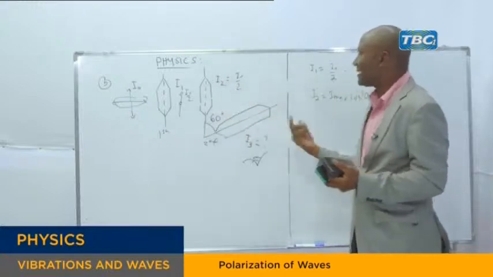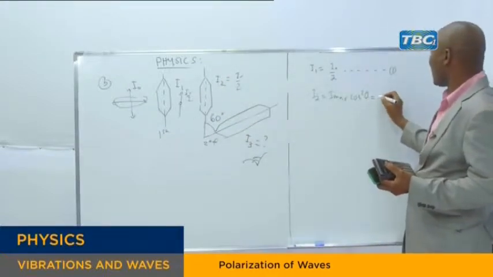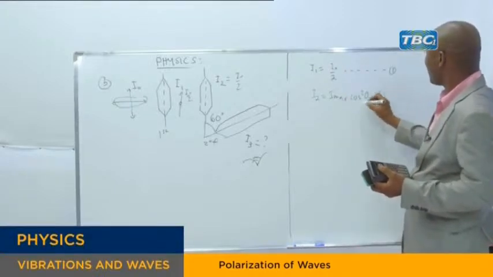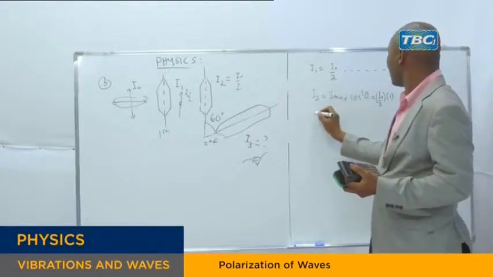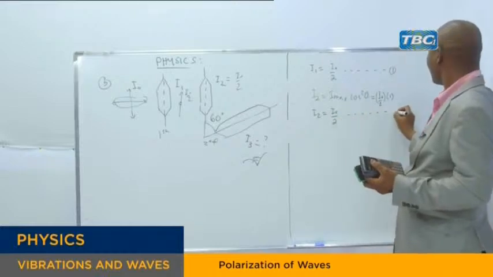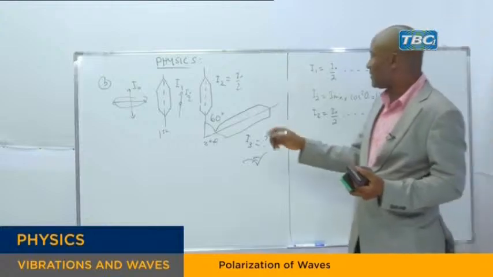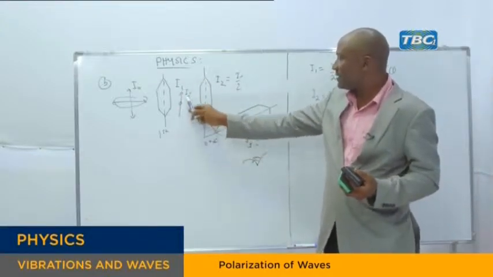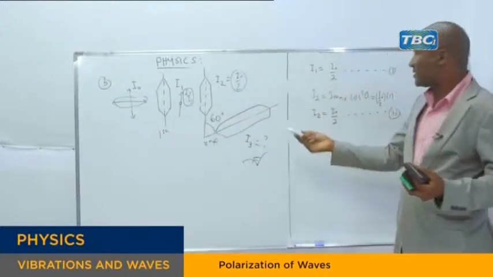The angle between them is 0, because they are parallel. Cos of 0 equals 1, so this will be I maximum, which is I0 over 2, times cos of 0, which is 1, 1 squared is 1, giving us I2 equals I0 over 2 again. But you have seen the angle between them is 0. You can use that theorem, or you know the concept here, because these axes are parallel. The component which will be allowed to pass is the same, and there are no changes here.